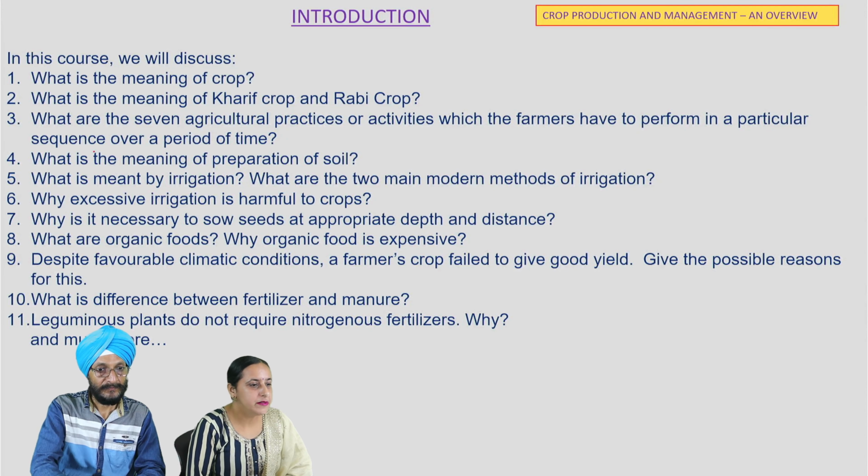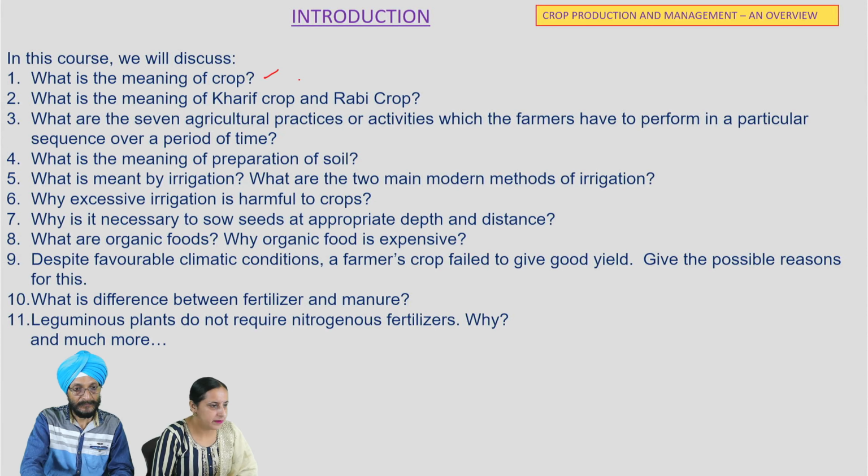In this course, we will discuss number 1, what is the meaning of crop? Number 2, what is the meaning of kharif crop and rabi crop? Third, what are the 7 agricultural practices or activities which the farmers have to perform in a particular sequence over a period of time? Fourth, what is the meaning of preparation of soil?